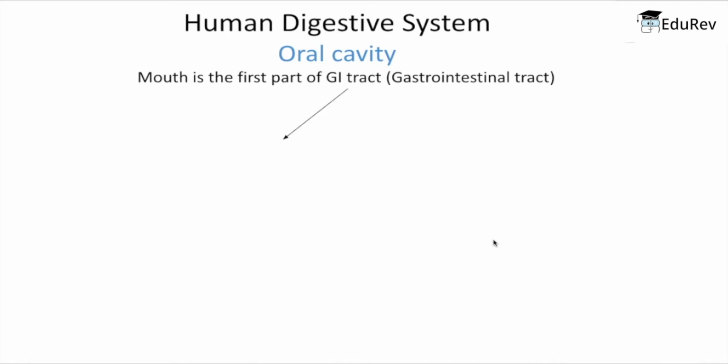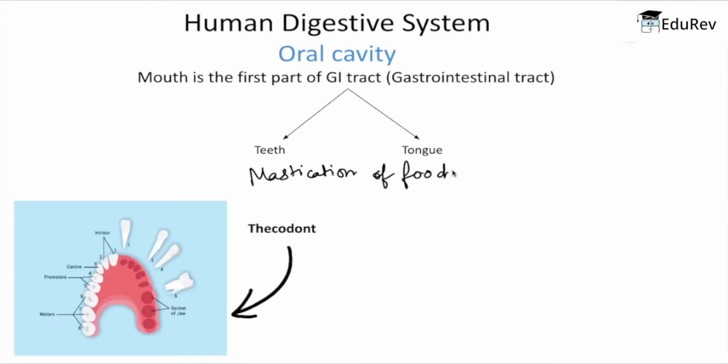Now let us start with the first part of our gastrointestinal tract, that is our oral cavity. Our mouth consists of teeth and tongue which help in the mastication of food. Our oral cavity has a number of teeth embedded in sockets of our jawbone, and this type of arrangement of teeth is called thecodont. Here you see the teeth arranged in the sockets of the jaw, as shown in the image.